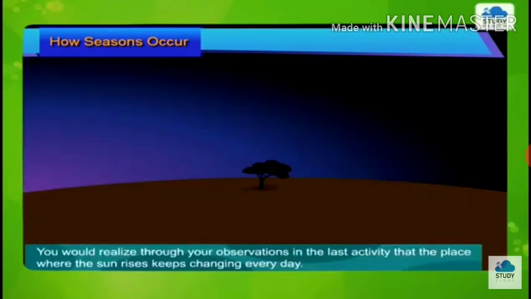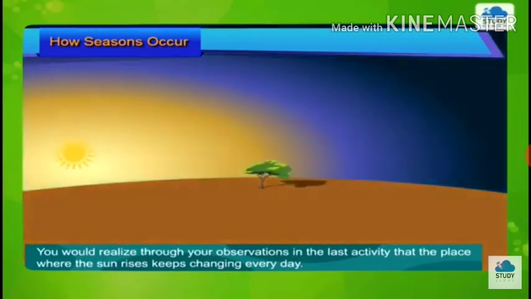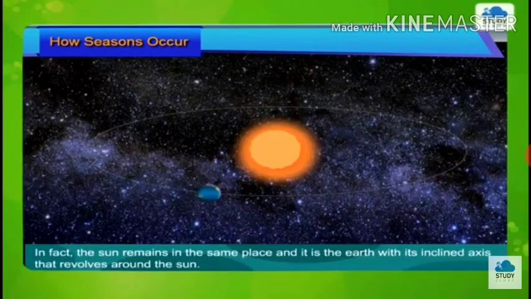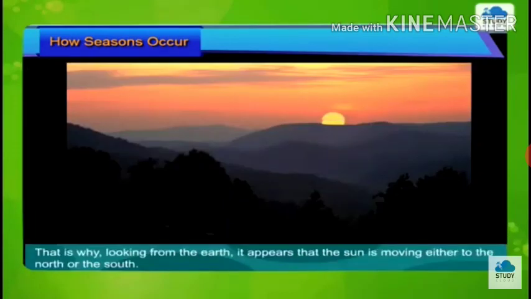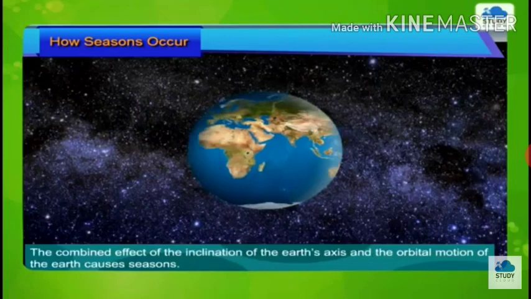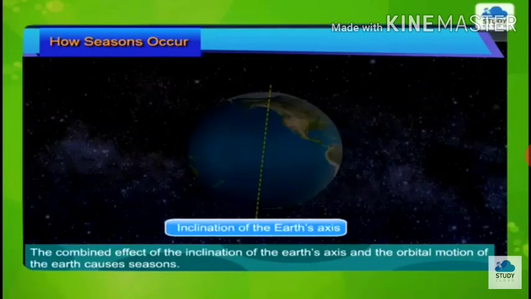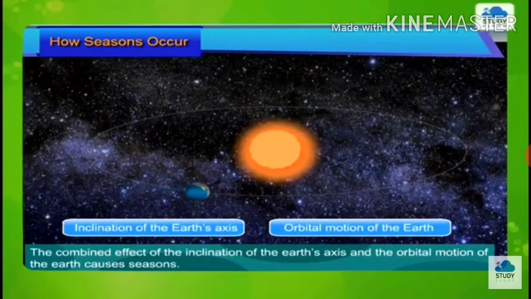We all know that the sun rises in the east and sets in the west. You would realize through your observations in the last activity that the place where the sun rises keeps changing every day. In fact, the sun remains in the same place, and it is the earth with its inclined axis that revolves around the sun. That is why, looking from the earth, it appears that the sun is moving either to the north or to the south. The combined effect of the inclination of the earth's axis and the orbital motion of the earth causes seasons.